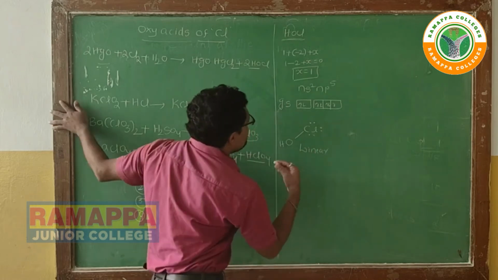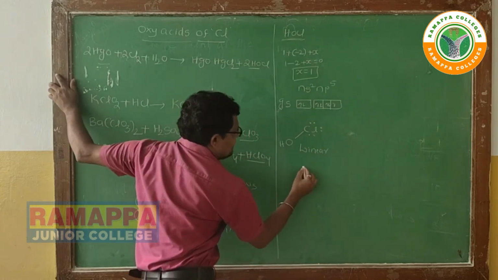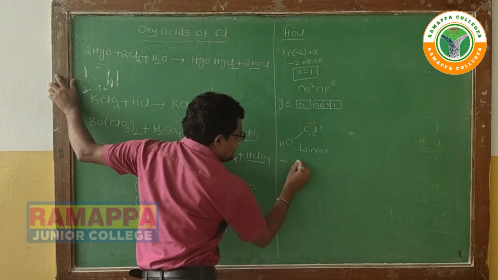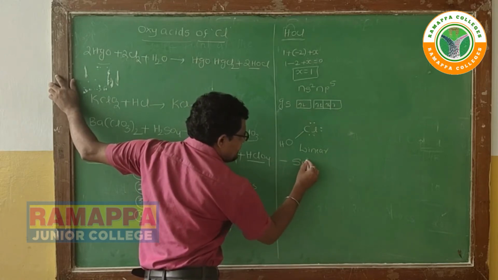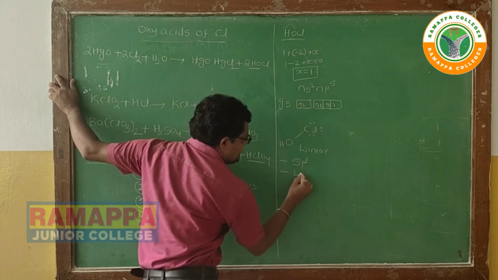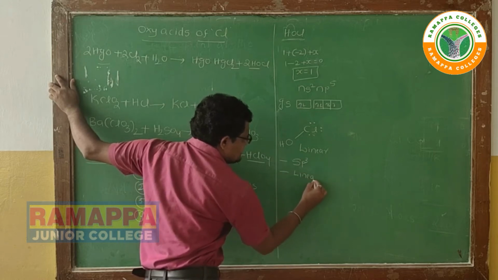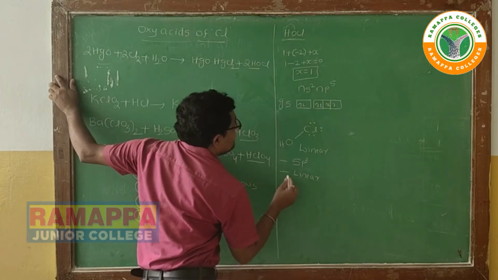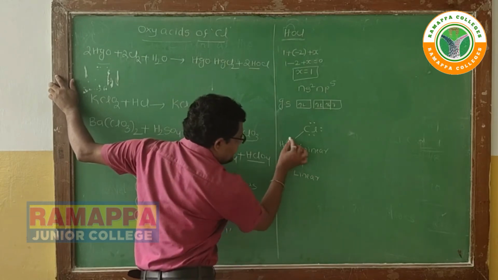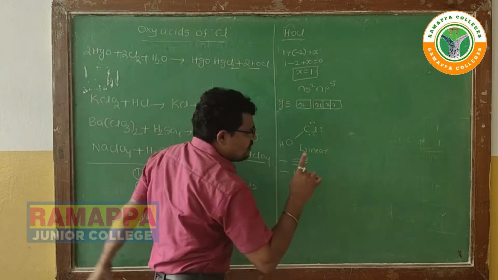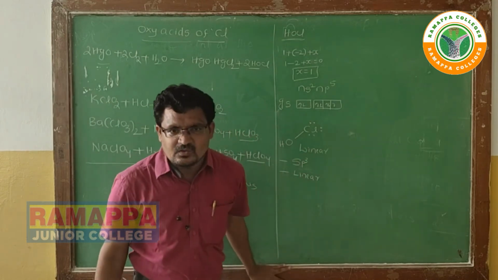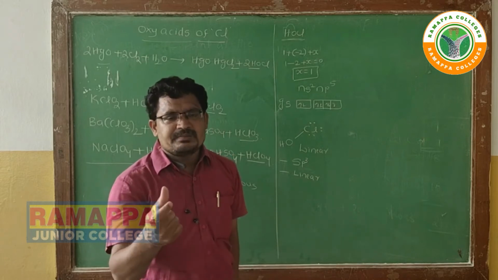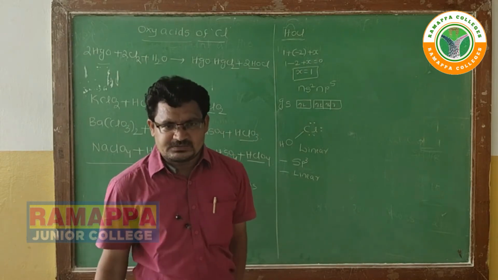How do we represent that linear shape? Here chlorine is the center. This is linear. It undergoes sp3 hybridization. Its shape of the molecule is linear. In this one, there is one OH. One OH means one basicity. Simply, basicity depends upon the OH groups.